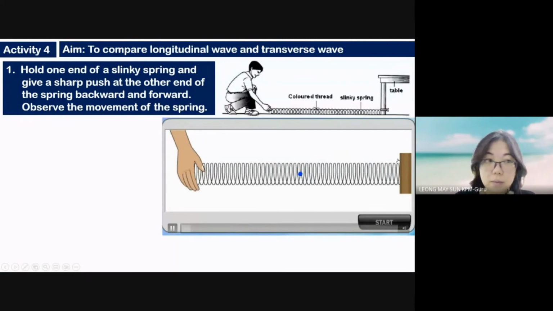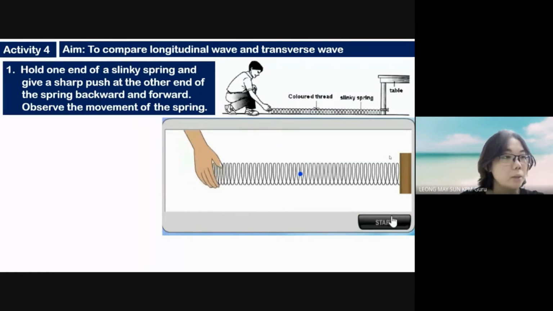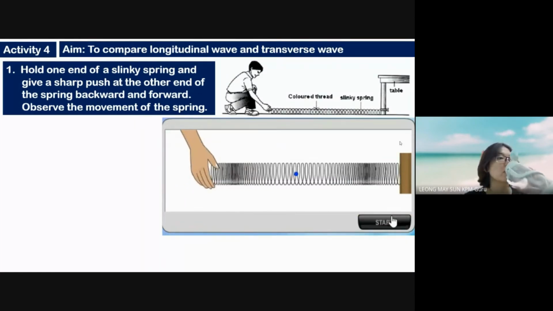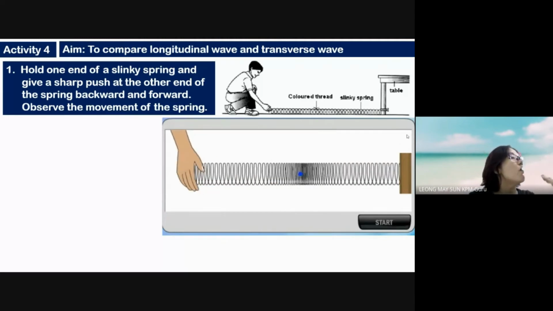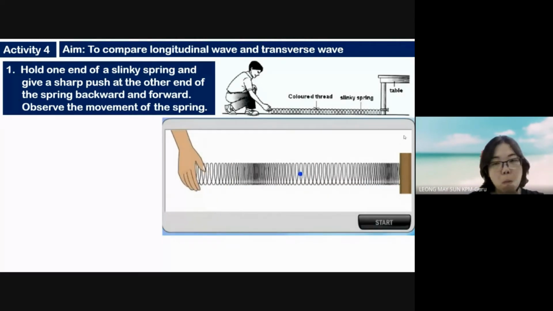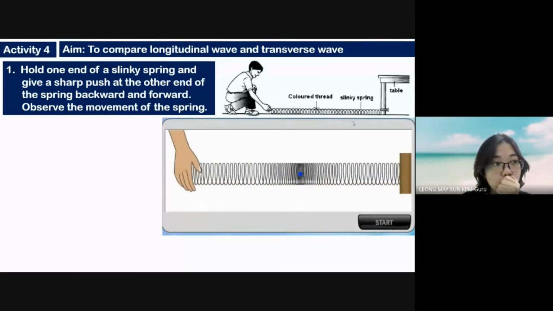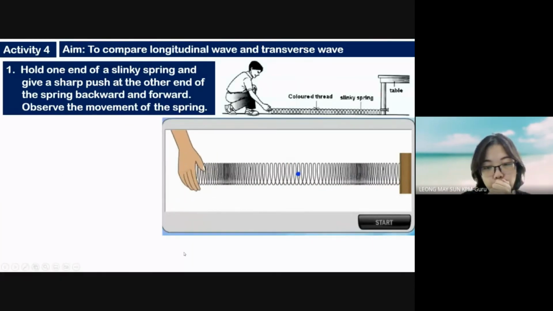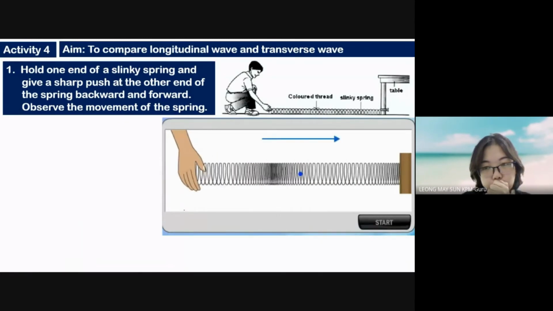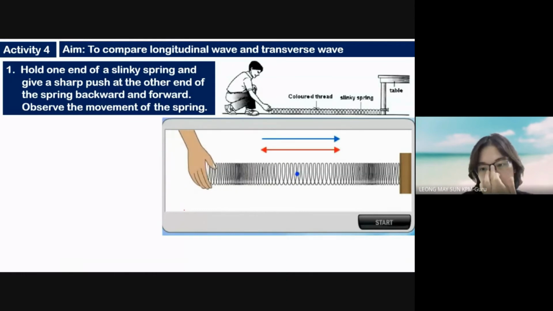So the blue dot represents a particle. Much better, I guess. Click the start button to get the waves in motion. Now should be better, right? What is the direction of propagation of the wave? What is the direction of vibration of the spring particle? The wave propagates to the right, and the spring particles vibrate back and forth.